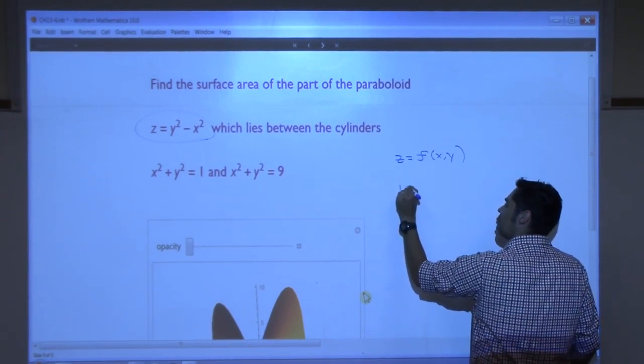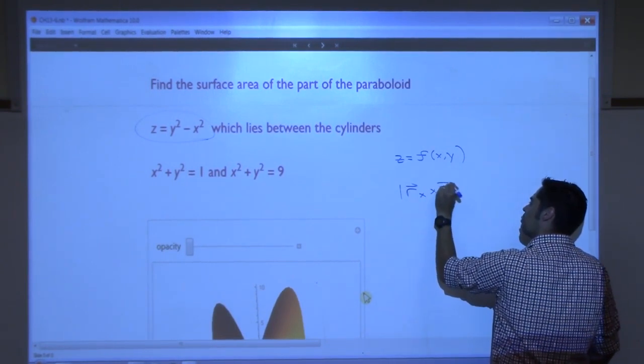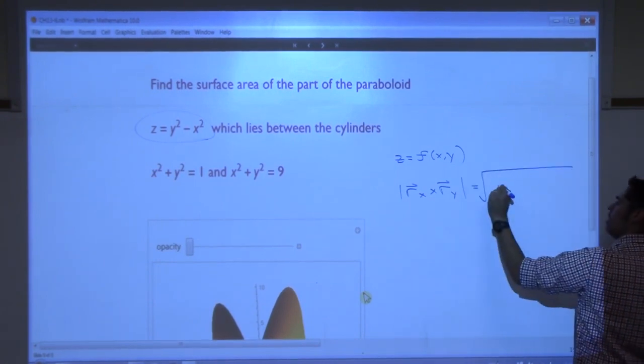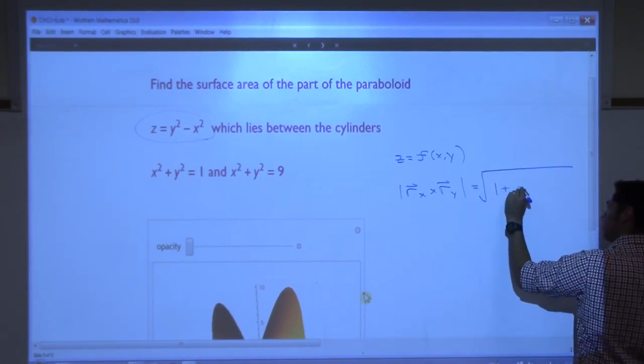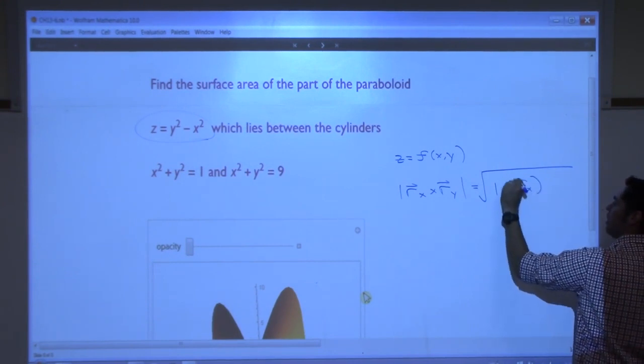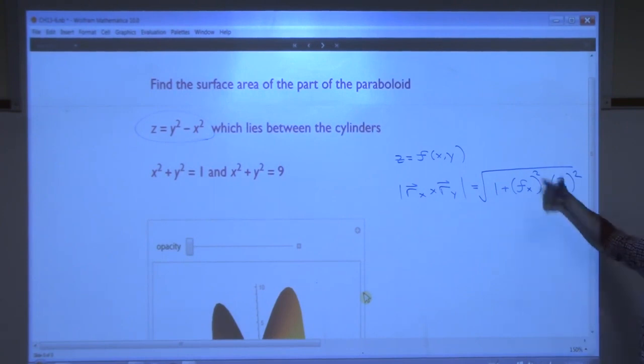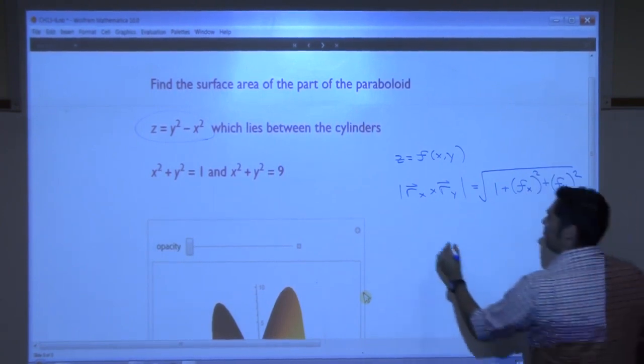the magnitude of the partial with respect to x crossed with the partial with respect to y should be equal to the square root of 1 plus, I'm going to write it this way, partial of f with respect to x squared plus partial of f with respect to y squared, which was the formula I gave you on the previous page. Now, for us, what would that be?